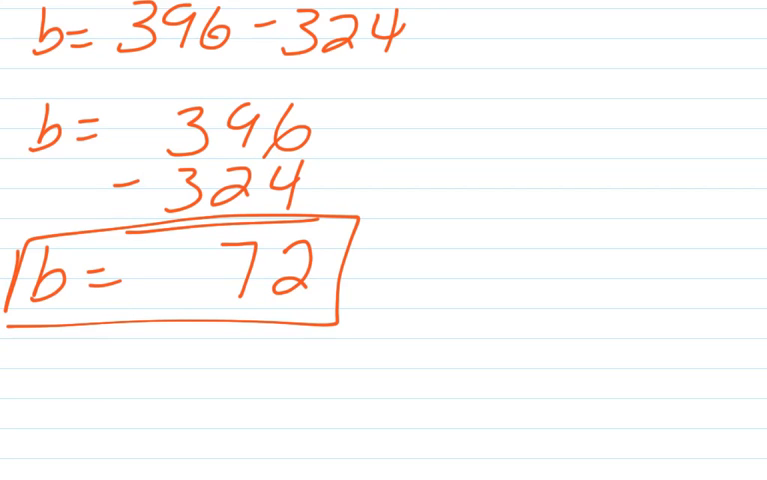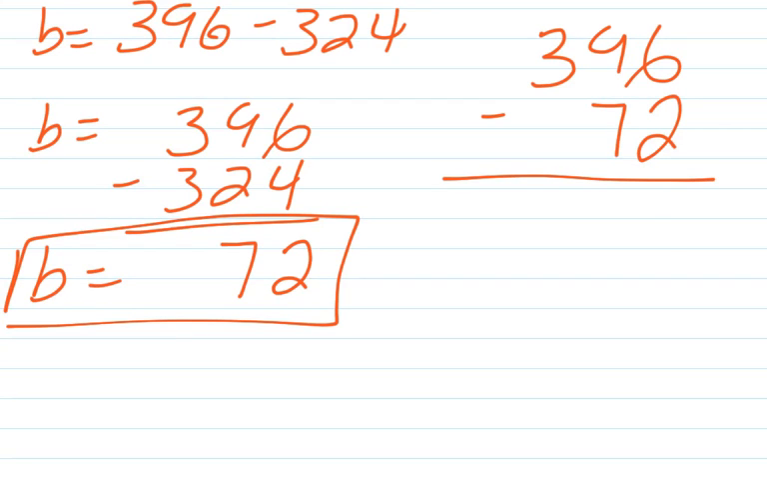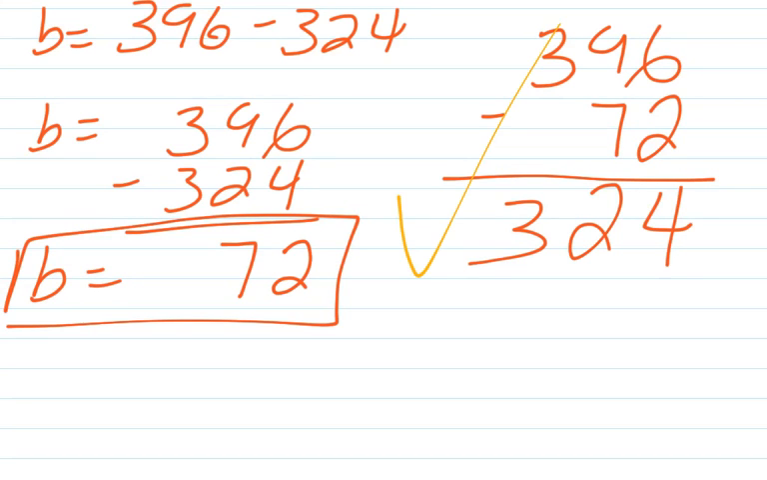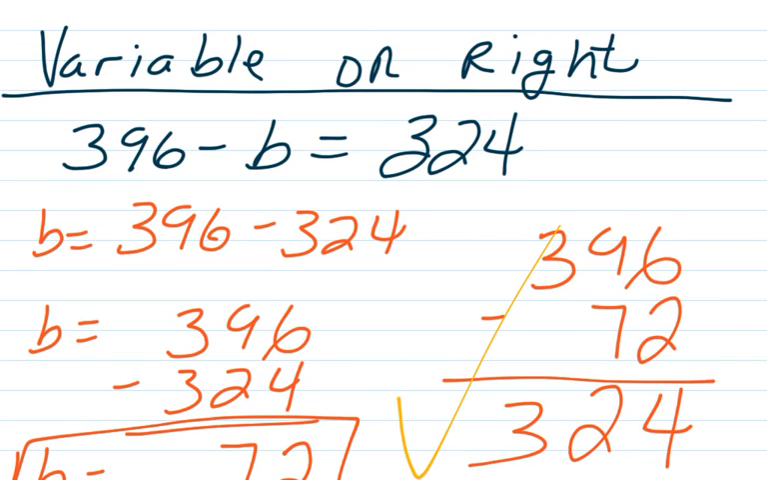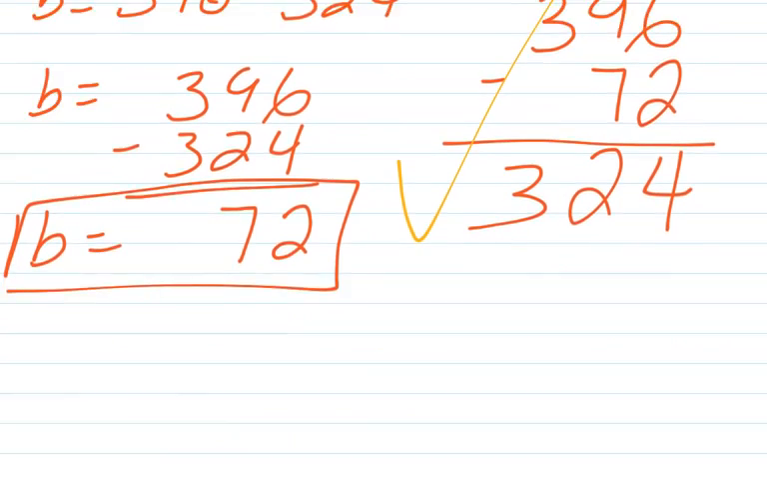When I'm trying it, I'm checking it. So, 396, I'm going to substitute 72 in for B, minus 72. 4, 2, 3. Boom. That one works. So far we're saying that if the variable's on the right, we need to subtract, but let's try it the other way first, just to make sure.